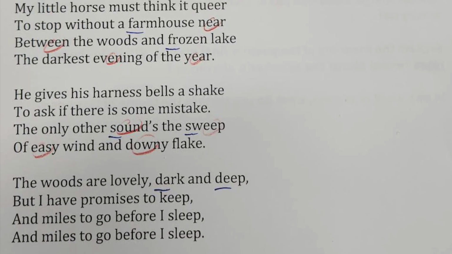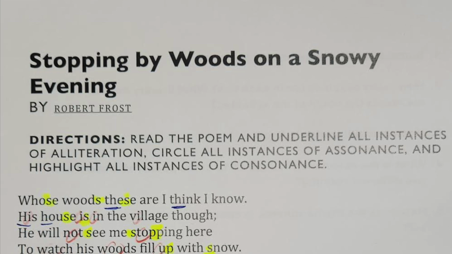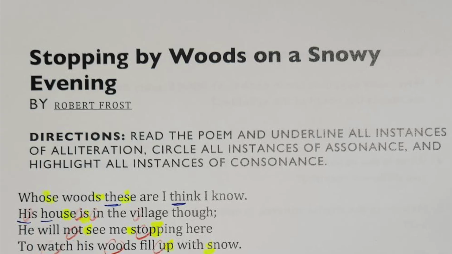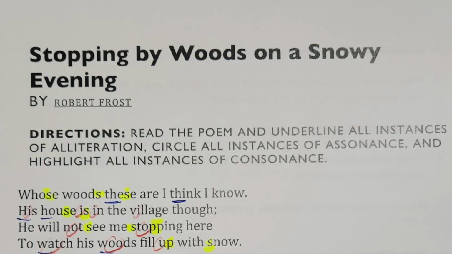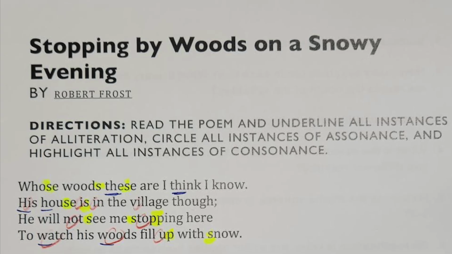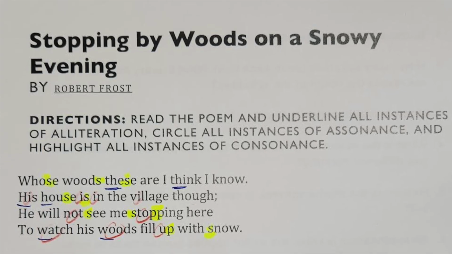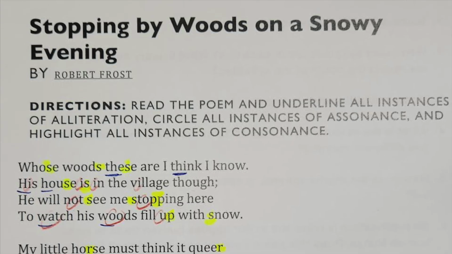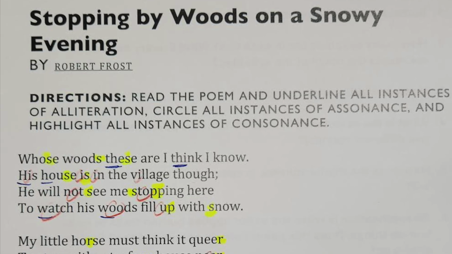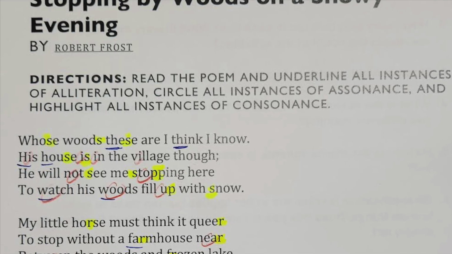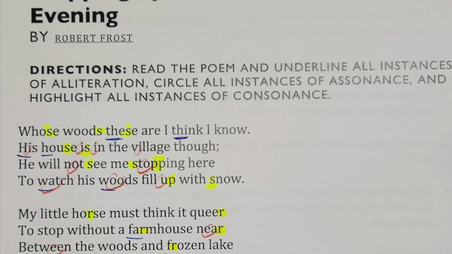And then finally, consonants: whose, woods, these are, right? That S sound repeating. House, is, see, me, stopping, here, snow, right? That's S. So that S sound is another soft sound that creates that melodic and quiet feeling in the first stanza. And then in the second stanza, Robert Frost shakes that up with harder, more cacophonous R sounds: horse, queer, near, farmhouse, frozen, darkest, right?